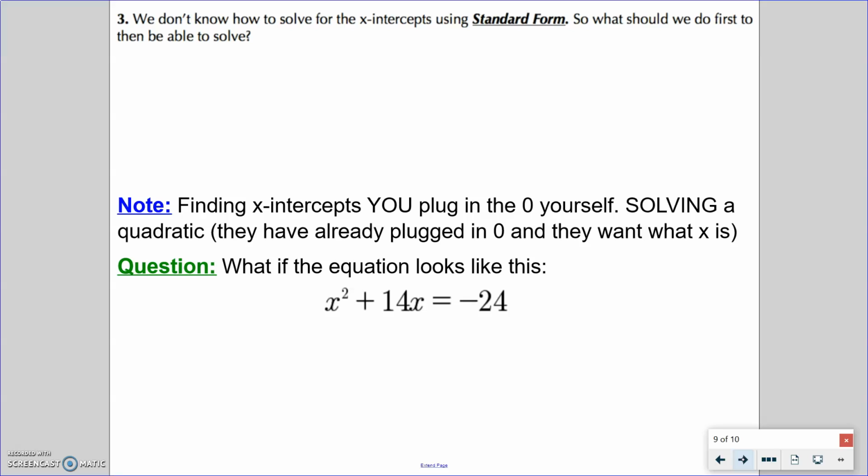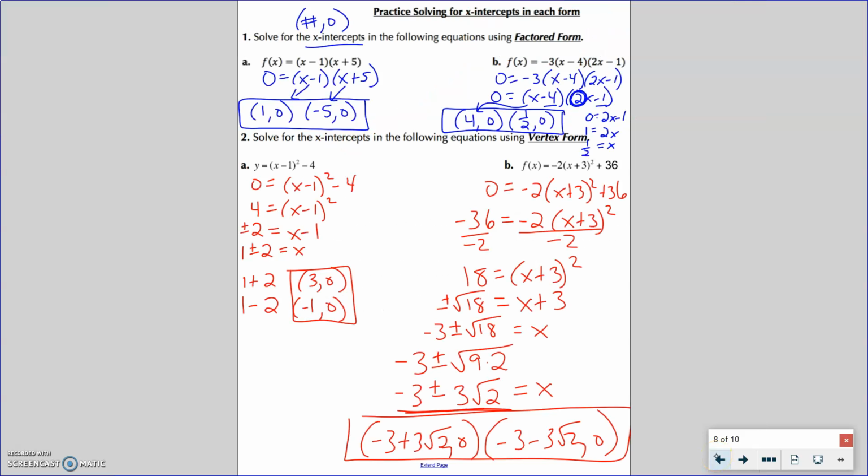So we don't know how to solve for the x-intercepts using standard form. So what should we do first to be able to solve? Well, if we can't solve in standard form, you have 2 options. Convert it to vertex form and solve it, or factored form and then solve it, okay? So we can't solve straight from standard form, but we can convert into those other 2 forms and then do exactly what we did on this last slide.